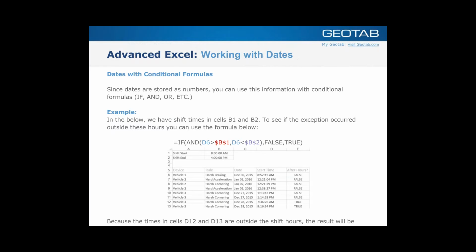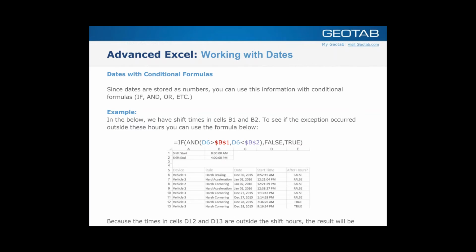What we can do in this example is we have some shift times. This is just an exceptions detailed report that I've added a shift start and a shift end time. So this is good for an example where a fleet may want to know, are my guys breaking rules outside of their work hours or during their work hours? Obviously, we have our after hours in our trips report, but it's also useful to have this in other types of reports as well. So my shift start is 8 a.m. and my shift end is 4 p.m.